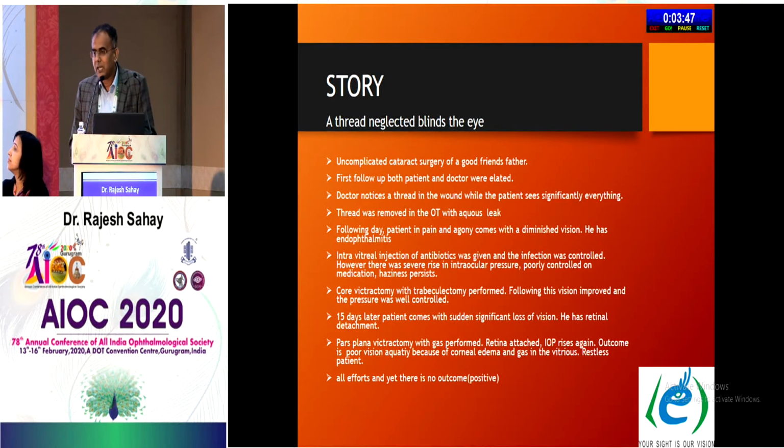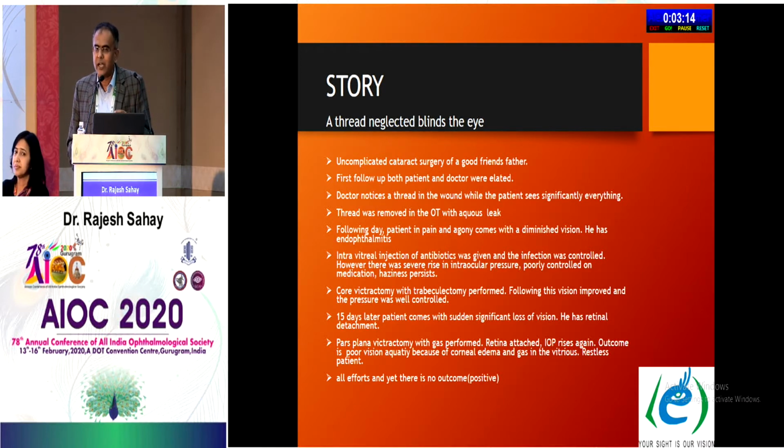And if I have time, I can tell you a small story. This is a presentation to tell you how to regain confidence after post-op endophthalmitis. We have a case, our good friend, our next door neighbor's father-in-law, came to us for surgery. We did a good surgery, and the patient was very happy initially. On the first follow-up, our colleague saw a thread in the wound, which was not connected to the anterior chamber. So he immediately took the patient to the OT and tried to remove that thread.